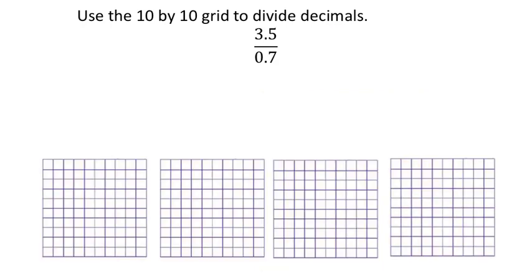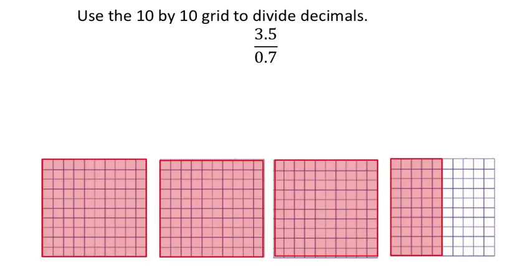Try this one out. See how you do. Okay, so I need 3.5 of these, right? So the numerator is the dividend. Let's shade in 3.5 of these. That's 3.5 or 3 5/10. Now, every 7 of the tenths will be what we're splitting these up into, right? So how many 7/10 are there? There's one of them. And we can do this a little differently.